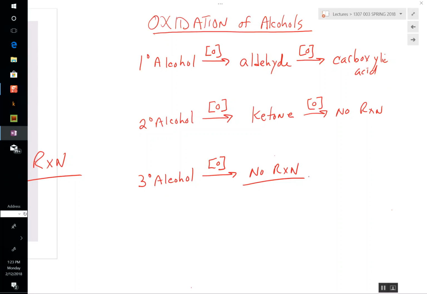In a secondary alcohol, the accurate answer is a ketone. So it's got to be a ketone. And the tertiary alcohol is simply, there's nothing. You end up with what you started with, your tertiary alcohol.